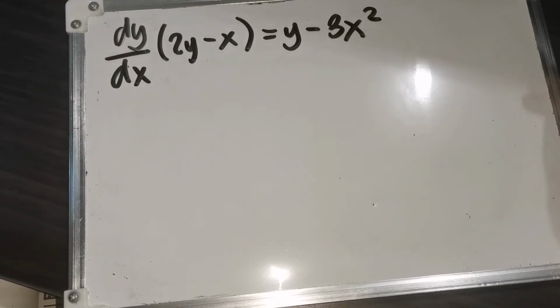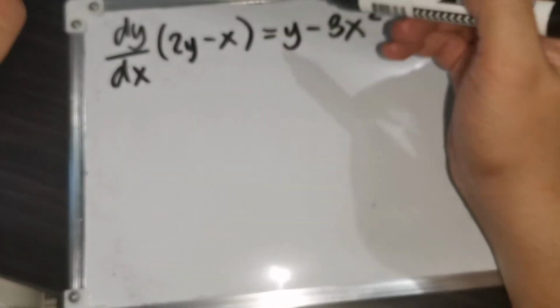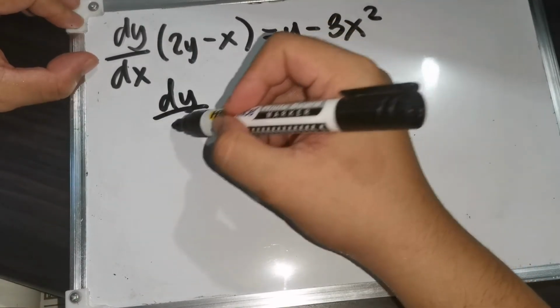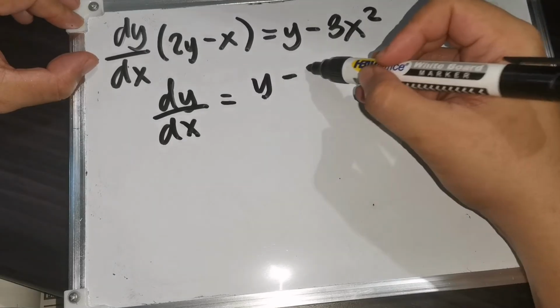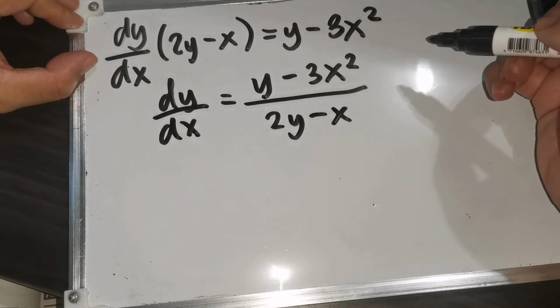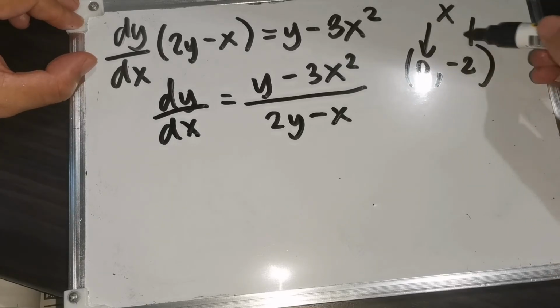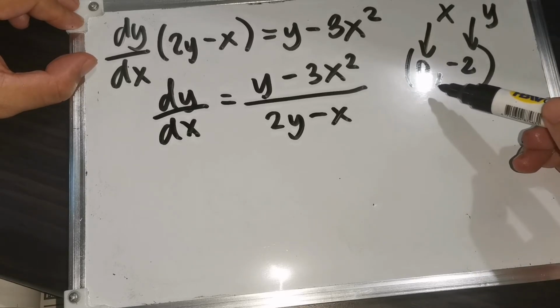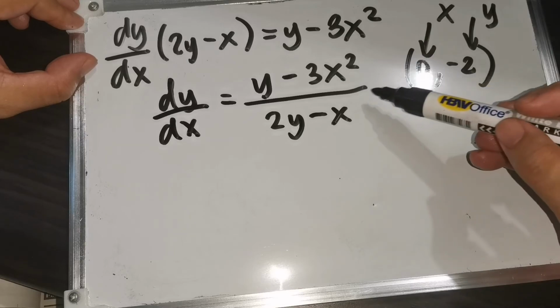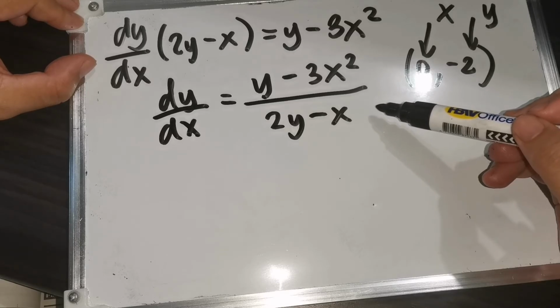So simplifying this one, our target is to find the value of dy over dx. So we need to divide the entire equation by your 2y minus x for us to cancel out this portion at the left side of your equation. So therefore, your dy over dx is equal to y minus 3x squared all over 2y minus x. Now, if the given point is (0, -2), this will be your x and this will be your y. So we just simply substitute the given values of your x and y variables in this simplified form of dy over dx in terms of x and y.